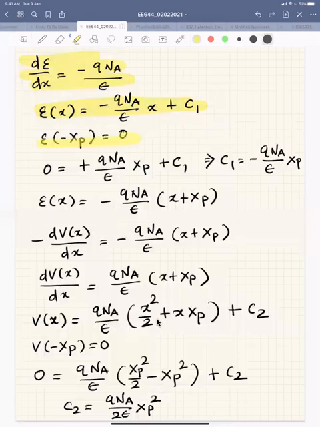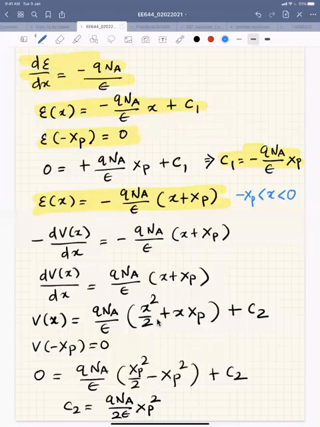So at the edge of the depletion region, at minus xp equal to 0, if you put that, then you will get this constant. Your c1 is minus q na by epsilon times xp, and you could get your electric field. How does it change with x? But keep in mind, this is only between minus xp and 0.